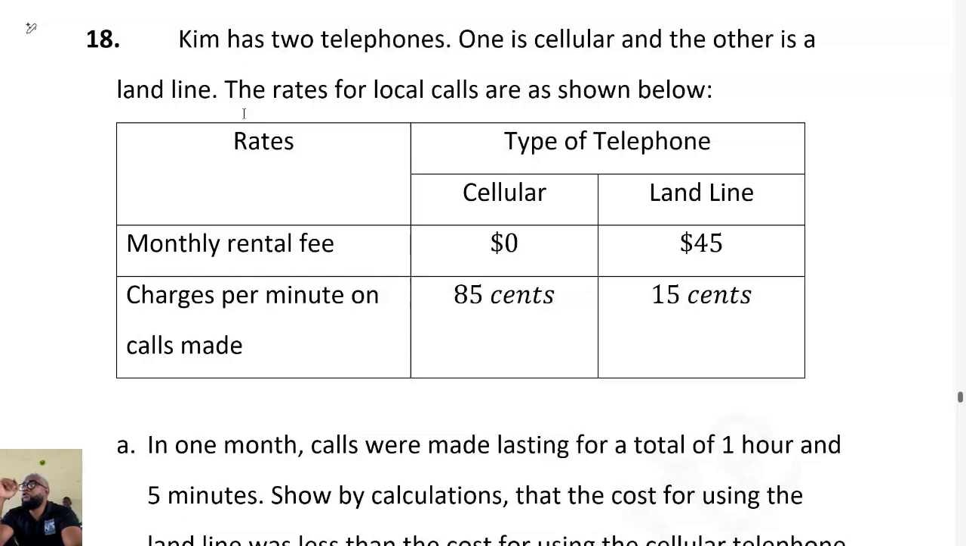So the rates for local calls are shown below, right? So you have your monthly rental fee for a cellular phone. You don't have to pay any rental fee for the month. But for the landline, you have to pay a rental fee of $45, but the calls per minute are cheaper. Now, 85 cents, first things first, is actually 0.85, and 15 cents is 0.15. Everybody good there? Right.